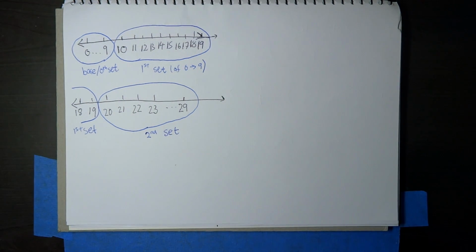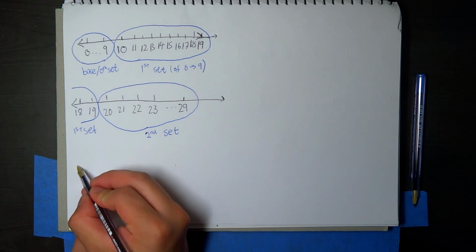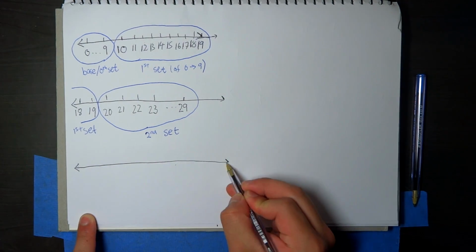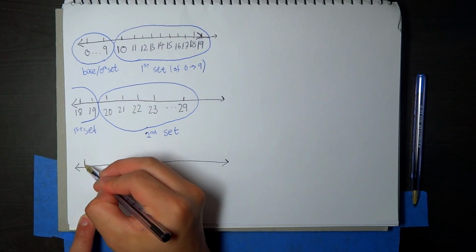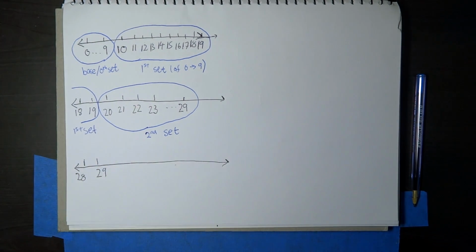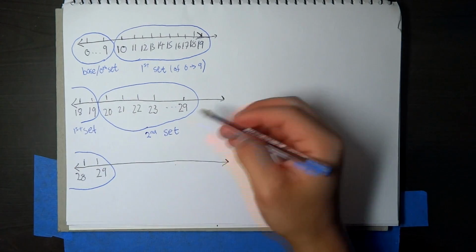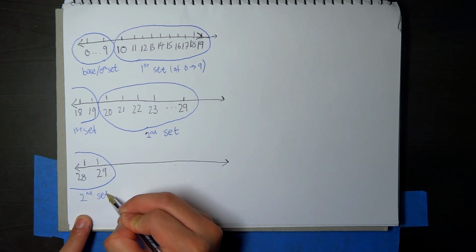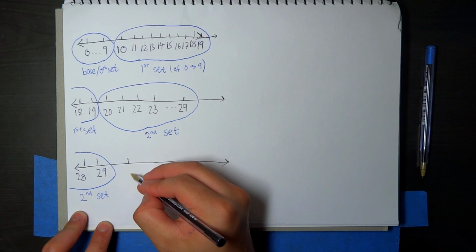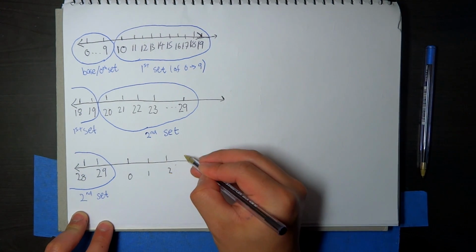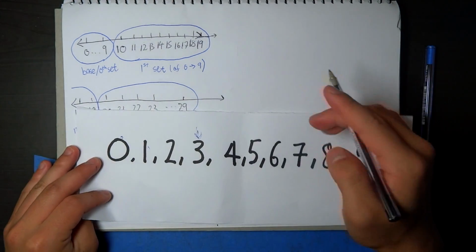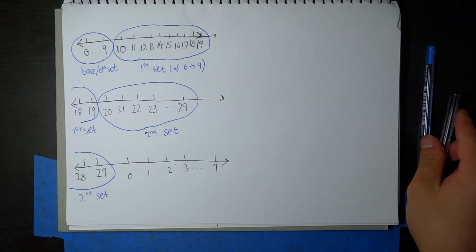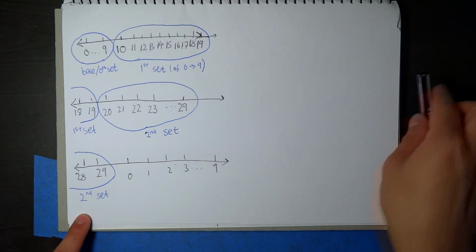Now let's just repeat this process one more time, because 3 is a charm. Again, pretend this number line keeps extending here. So I have 28, 29, this is my second set. And I repeat the process of putting down 0, 1, 2, 3, up until 9. And what number comes after 2? Well, it is indeed 3. So this is our third set of 0 to 9.